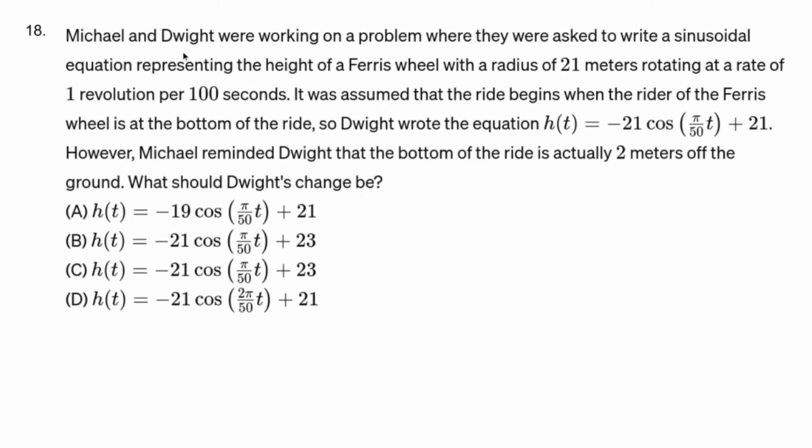Michael and Dwight were working on a problem where they were asked to write a sinusoidal equation representing the height of a Ferris wheel with a radius of 21 meters, rotating at a rate of 1 revolution per 100 seconds. What do we have? We have a circular object with a radius of 21. Whenever you're dealing with sinusoidal stuff and you're given a circle and a radius, that's probably going to be your amplitude. And that is going to be our amplitude.